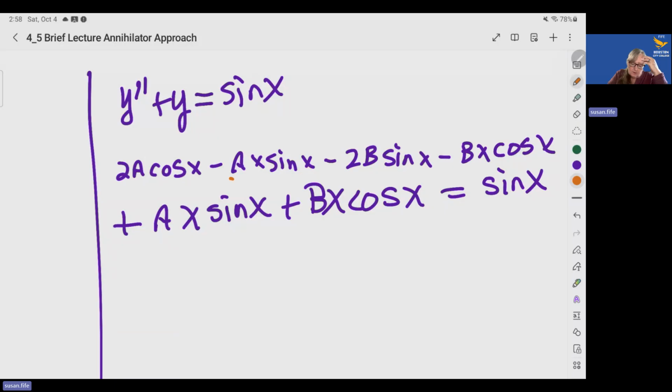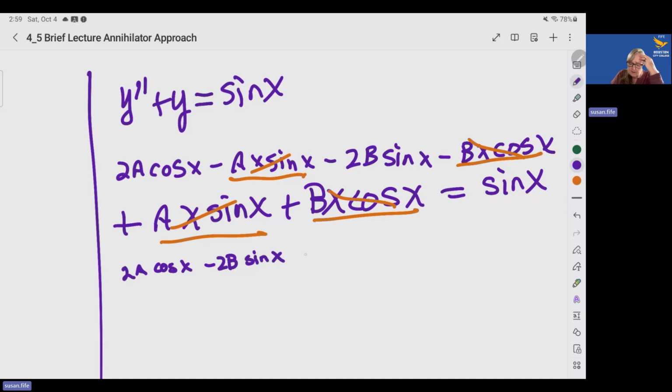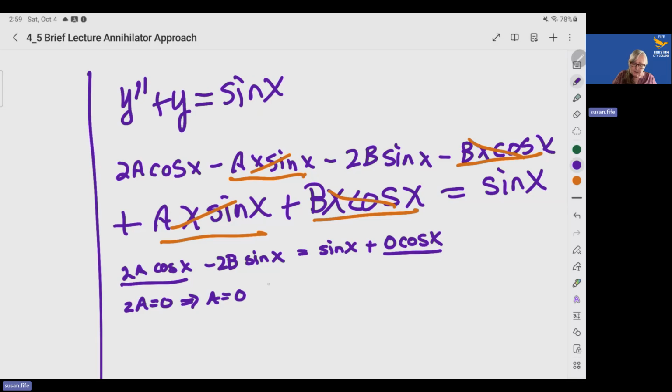And let's see. My ax sine x terms cancel out, my bx cosine terms cancel out, and that leaves me with 2a cosine x minus 2b sine x equals sine x. So for my cosine x terms, on the right side, I didn't have a cosine x term. So those coefficients have to match up, which tells me that 2a is equal to 0, and then a is equal to 0. And then for my sine x terms, these terms also have to match up. And that tells me that negative 2b is 1, or b is equal to negative 1/2.